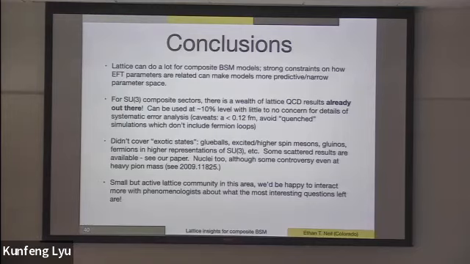I didn't talk about exotic states. There are other things you can calculate within QCD, like glueball masses. You can look at higher spin mesons. You can calculate a matrix element for something like a gluino or fermion in a higher representation. There are a few results, but just in the interest of time and because those are very specific, I didn't include them. They're in the paper.